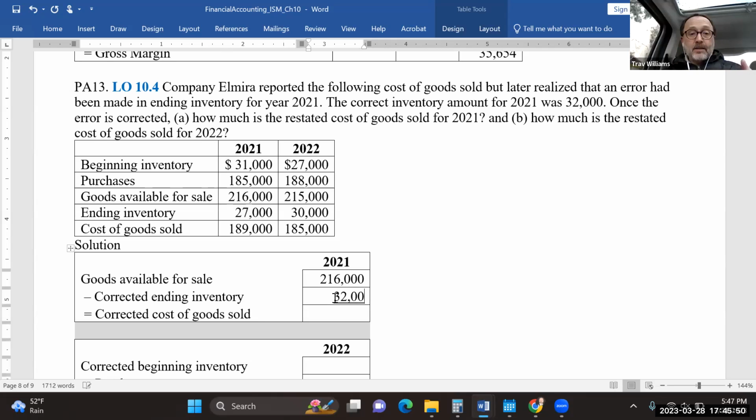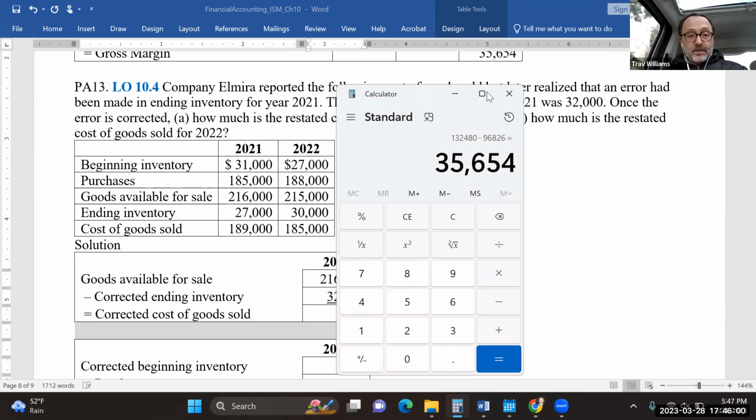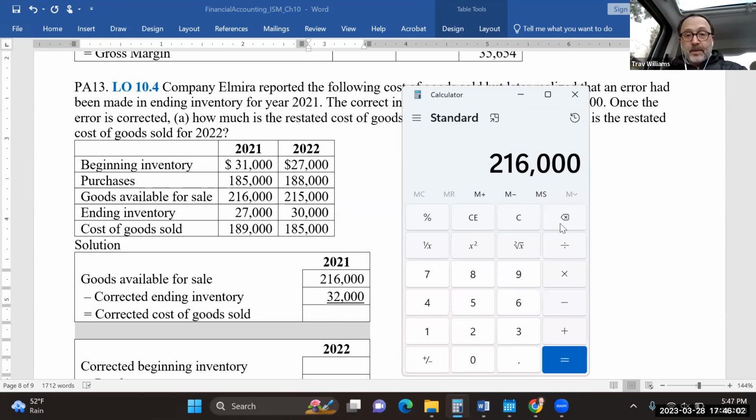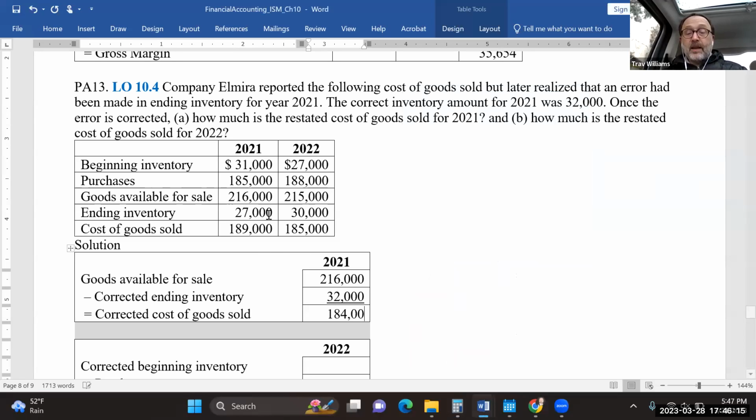So now to get our corrected cost of goods sold, we take goods available for sale minus our corrected ending inventory, and our corrected cost of goods sold is $184,000. So you see that by increasing the ending inventory to the right number, which was an increase of 5,000, cost of goods sold went down by 5,000, right? Because that's the way they work.